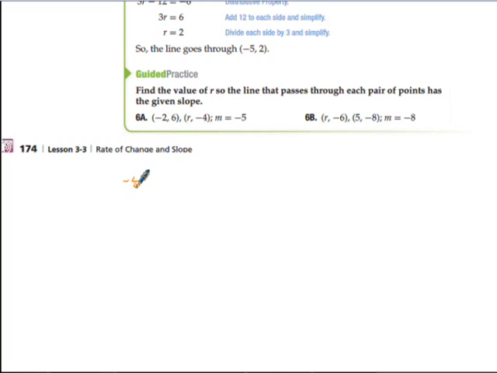So here the slope is -5, okay, -5. And that's going to equal the difference between the two y's. So we'll do 6 minus -4, and then the difference between the two x's, -2 minus r. 6 minus -4 is 10. And then we have -2 minus r.